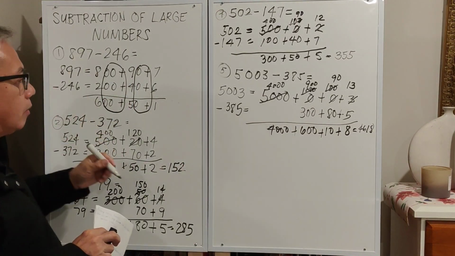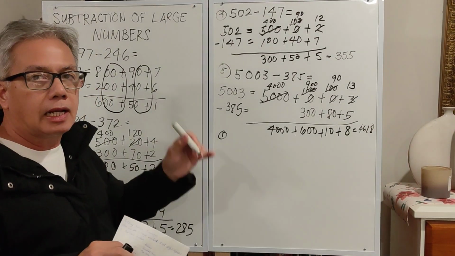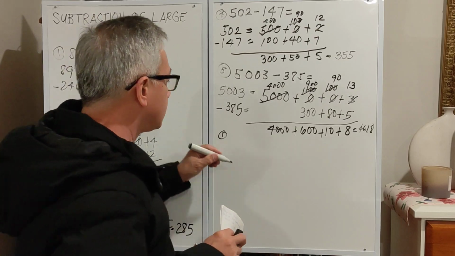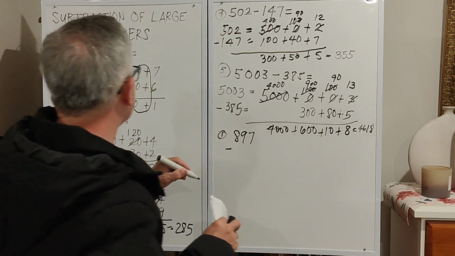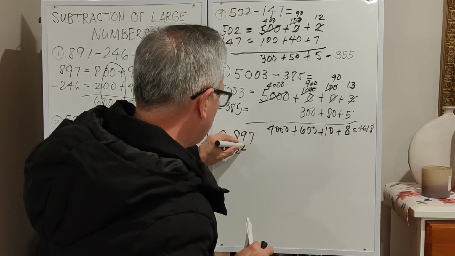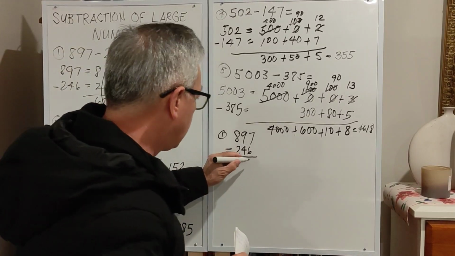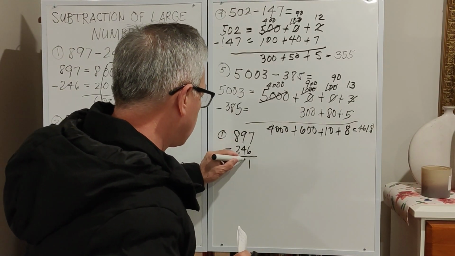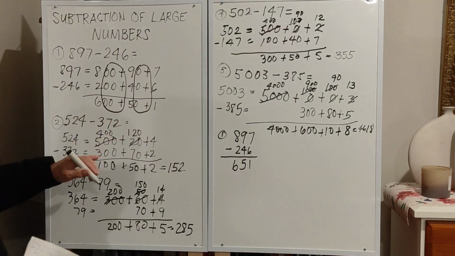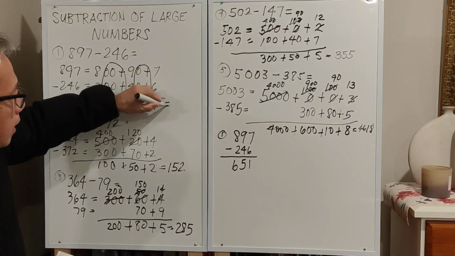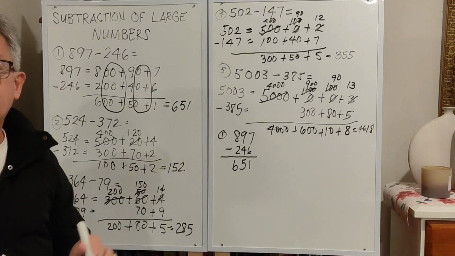So for example, for number 1, we do it vertically, aligning the same place values. So 897 minus 246. So 7 minus 6 is 1. 9 minus 4 is 5. 8 minus 2 is 6, which is the same as, if we combine this one, 651. So they are the same.